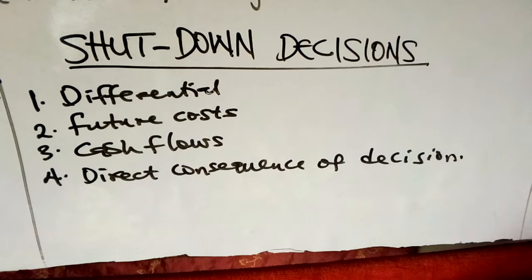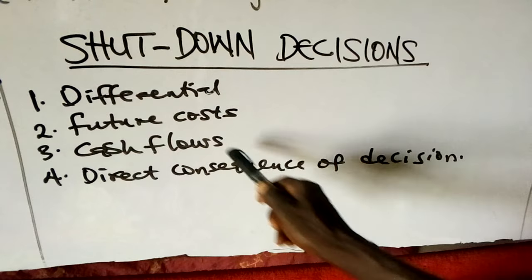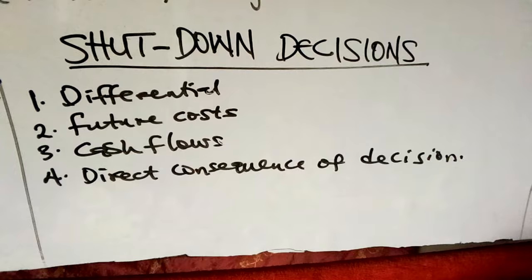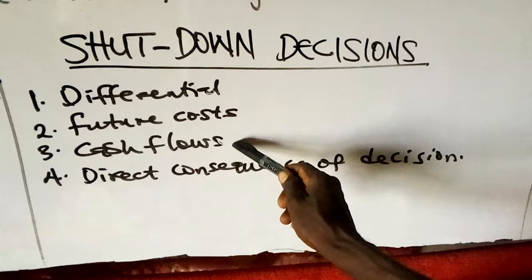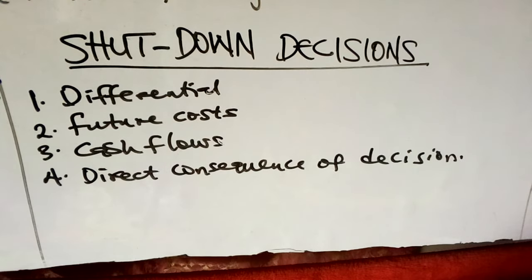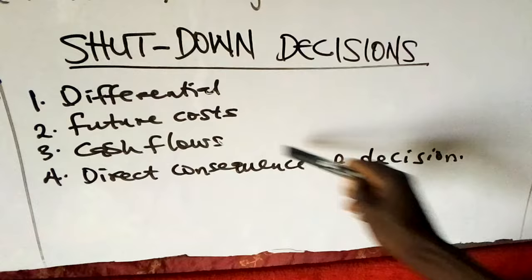The third word is cash flows. All relevant costs must be cash flows. Non-cash items are not relevant. Examples of non-cash items are depreciation, amortization, impairment, and profits or losses from the disposal of non-current assets. So all those are not relevant, because they are not cash flows.